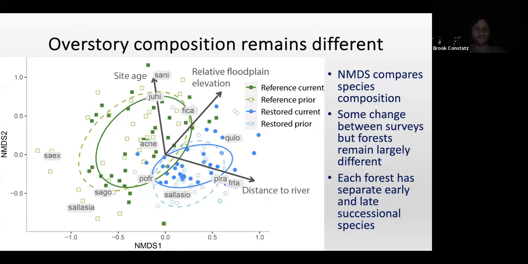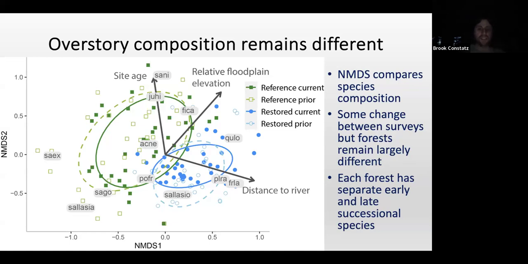And so I'm going to walk everyone through this. This is a type of ordination. It's called a non-metric dimensional scaling. And what it does is allow you to compare the composition, which is like the ratio of different species, for the different types of forests. So each point corresponds to a plot that I sampled, where the solid points are the current survey and the hollow points are the previous one. And the ellipses represent two-thirds of that spread of data for each of those groups.